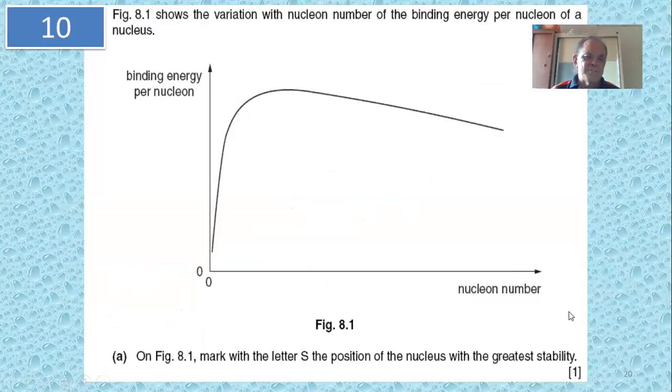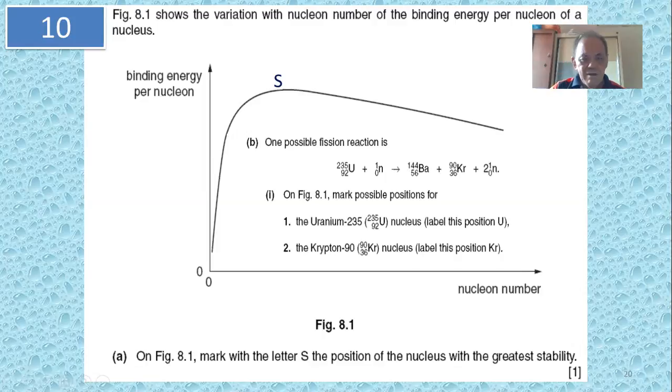Okay, let's try the first question. Figure 8.1 shows a variation with nucleon number of binding energy per nucleon of a nucleus. So that's the binding energy per nucleon, that's the nucleon number. On figure 8.1, mark with S the position of the nucleus with greatest stability. You should be able to remember that. It's the top there, S.